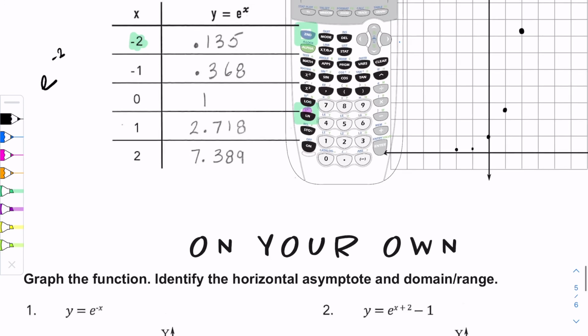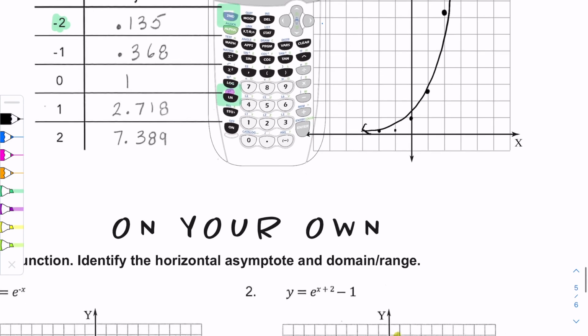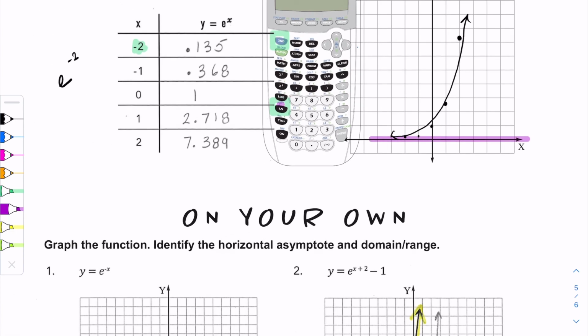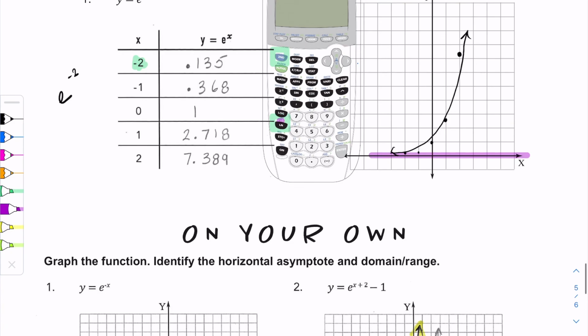And it's just an exponential function. It looks just like the others that we've done. Just make sure you have the correct values. In this case, the horizontal asymptote is still at 0. Your domain is still all real numbers. In this case, your range is from 0 to positive infinity. So the only thing that's different about this is that you use your calculator to find the values using e, the number e.